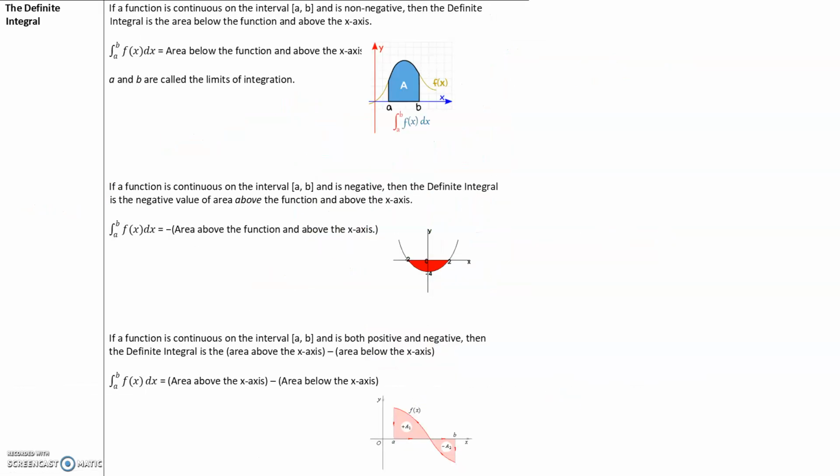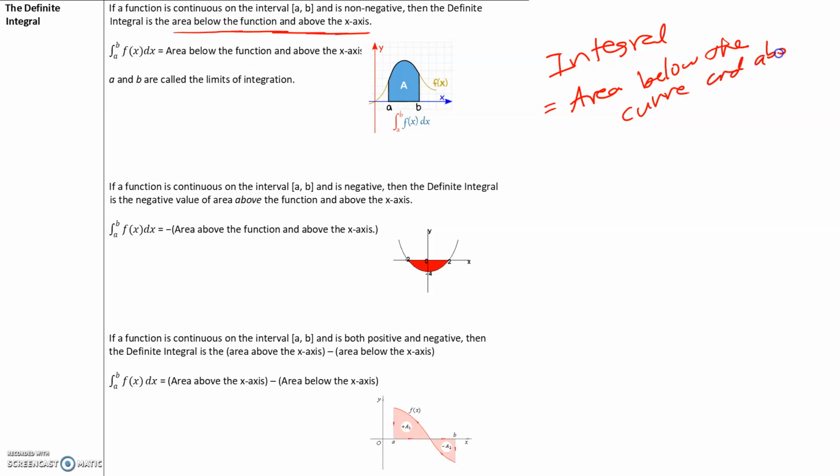Okay, so here's the definition of the definite integral. If f of x is continuous on an interval and is non-negative, the definite integral is the area below the function and above the x-axis. So that's important. I'm going to write that here. The integral is the area below the curve and above the x-axis. We got to understand that definition. It's the area below the curve and above the x-axis. So basically between the curve and the x-axis, that's going to be the definite integral.